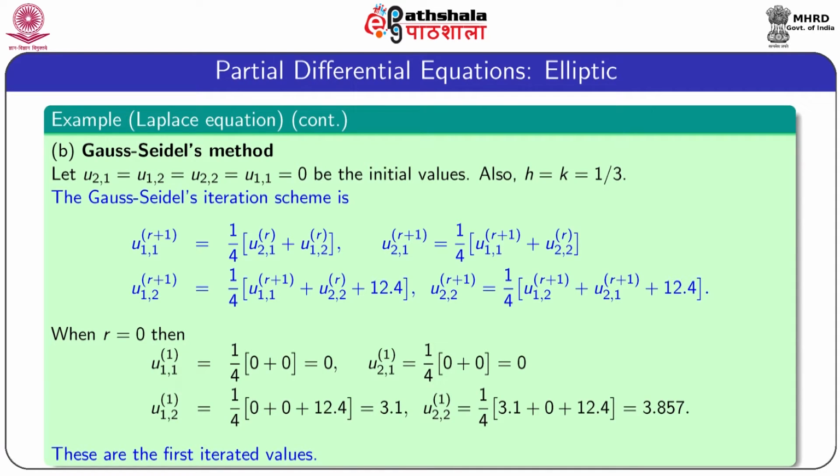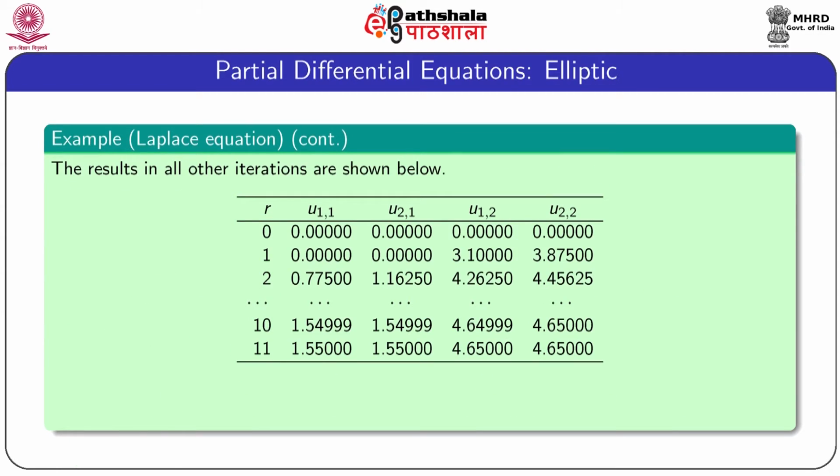These are the first iterated values obtained by Gauss-Seidel's method. The successive iterations are shown in the following table. The first row represents the initial values, the second row represents the first iterated values, and after the 11th iteration we get the convergent solution for the given equation. In Jacobi's method we obtain the optimal solution, correct up to 5 decimal places, after 16 iterations, but in the Gauss-Seidel method, we obtain the same solution after the 11th iteration.